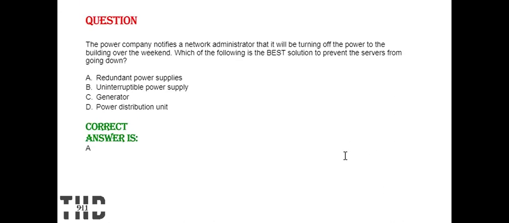The power company notifies the network administrator that it will be turning off the power of the building over the weekend. Which of the following is the best solution to prevent the servers from going down? Option A, redundant power supplies. Option B, uninterruptible power supply. Option C, generator. Option D, power distribution unit. The correct answer is option A.